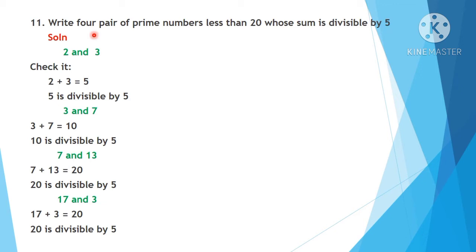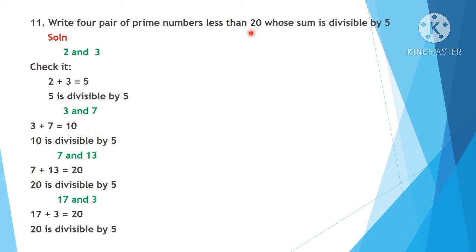You want to find 4 pairs of prime numbers, and those prime numbers should be less than 20. So the two numbers, we can take 2 and 3. When you add 2 and 3, what is the answer you are getting? You are getting the answer 5. Is 5 divisible by 5? 5 divided by 5, are you getting the remainder as 0? Yes, you are getting the remainder as 0. So we got the first pair as 2 and 3.